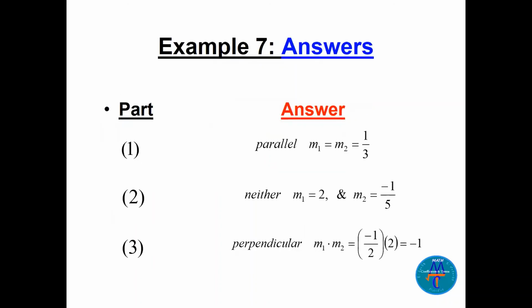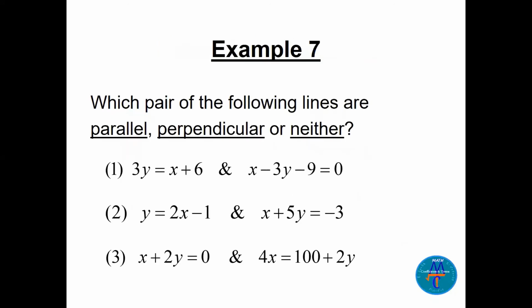We can see in the first one, m1 is equal to m2, 1 over 3 is the slope. So these are parallel, you can check. Now, the second one, we have the slope is 2, and the second slope is minus 1 over 5. See, there is no relation, 2 and minus 1 over 5. We cannot say they are parallel, we cannot say they are perpendicular. The third one, the slope is minus half, and the second slope is 2. Multiply the slopes, you get minus 1. So for sure, number 3, they are perpendicular.